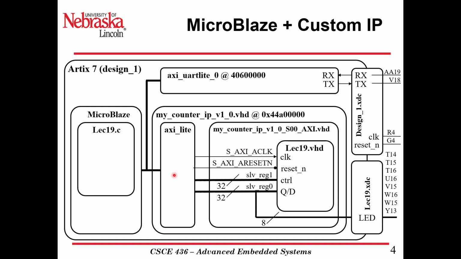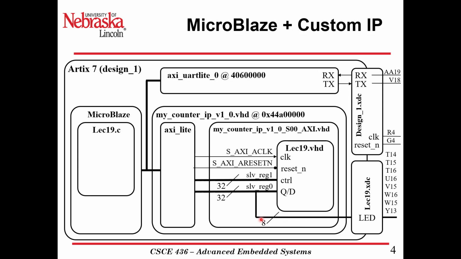So the top level will connect to that bus, this AXI light, and then we're going to connect our counter inputs and outputs to different slave registers. There are going to be 32 slave registers, 32 bits wide, that we're able to use, and we're going to connect those control signal and then D and Q signal to slave register 0 and slave register 1 respectively. We're also going to swizzle off 8 bits and connect them to the LEDs so we can see our count on the LEDs. And then we're going to connect that through another XDC file to those pins on our FPGA.